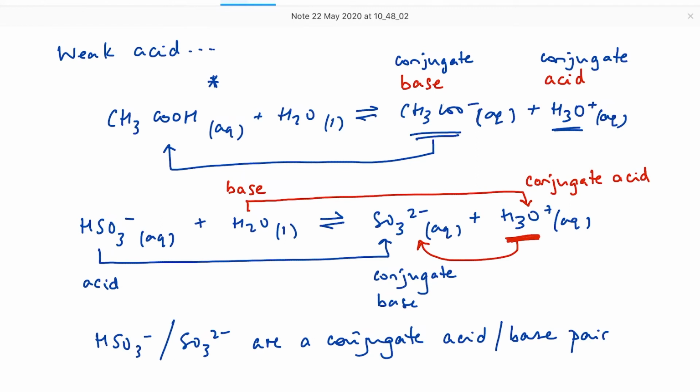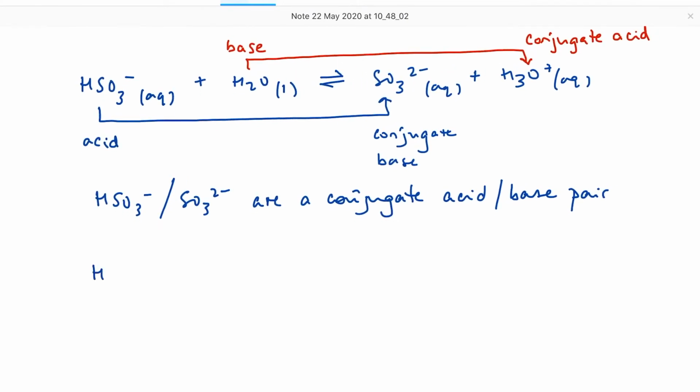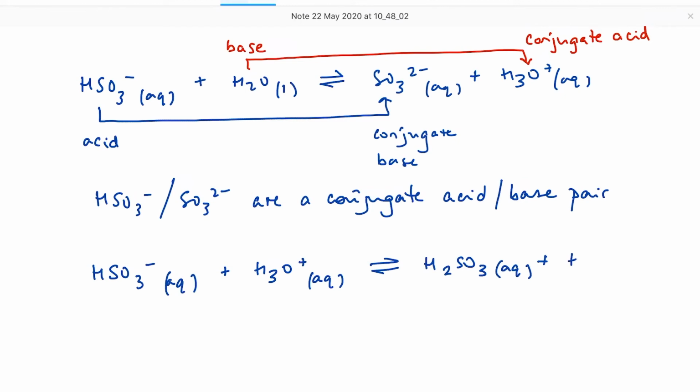It's absolutely crucial that we appreciate that we are describing behaviour here. We're not giving substances definitive labels. Let me explain why. If I were to take my HSO3- ion and react it with H3O+, then this is what happens. We get H2SO3 and water.